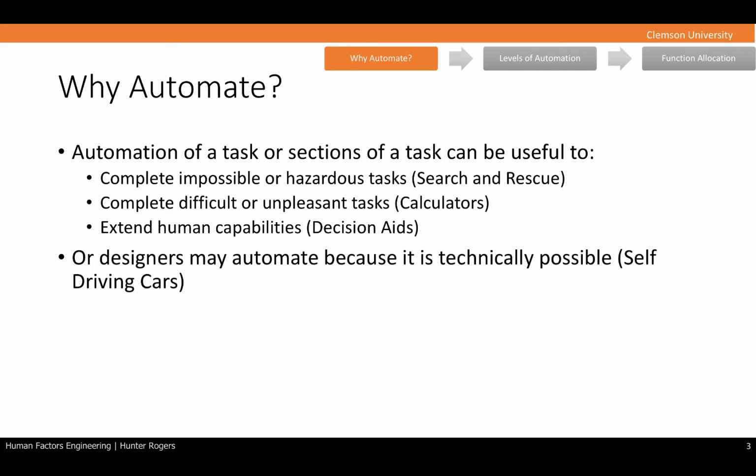And the last reason that someone may automate is just because it's technically possible. While this isn't a good reason to automate, it is something that is present in today's world. If you think about self-driving cars, there's no real reason for us to create automation of a driving task other than maybe it's difficult or unpleasant for some people, but the technology is available, so people are trying to use it to eliminate having people drive. So that's another example of automating because it's technically possible.